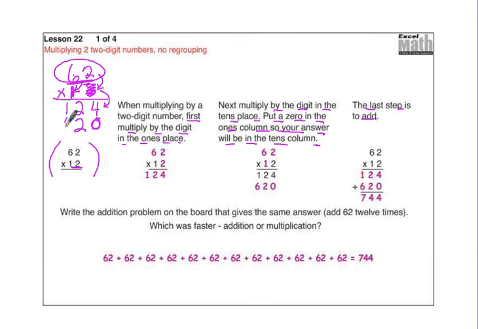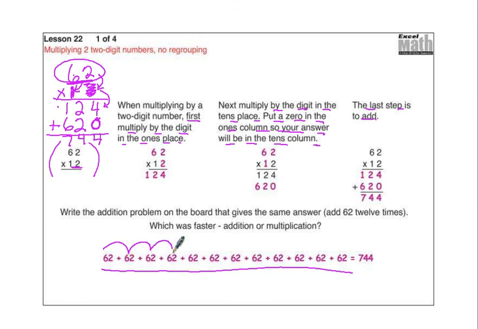6 times 1, which is 6, and then I'm going to take my two answers, my partial products here, they're called partial products, and I'm going to add those together. So 4 plus 0 is 4, 2 plus 2 is 4, and 6 plus 1 is 7, so the answer is 744.